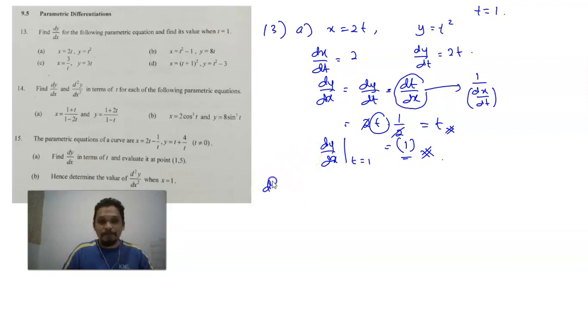13d. x equals (t plus 1) squared and y equals t squared minus t minus 3.